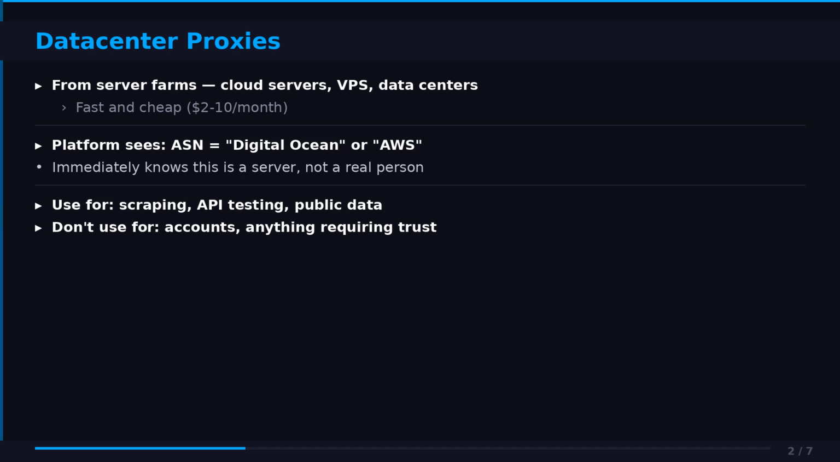They do an ASN lookup. ASN stands for Autonomous System Number. It's essentially a lookup of who owns this IP and what are they using it for. For a data center proxy, the lookup returns something like DigitalOcean, or Amazon Web Services, or Vultr. The platform immediately knows this is a server, not a real person.